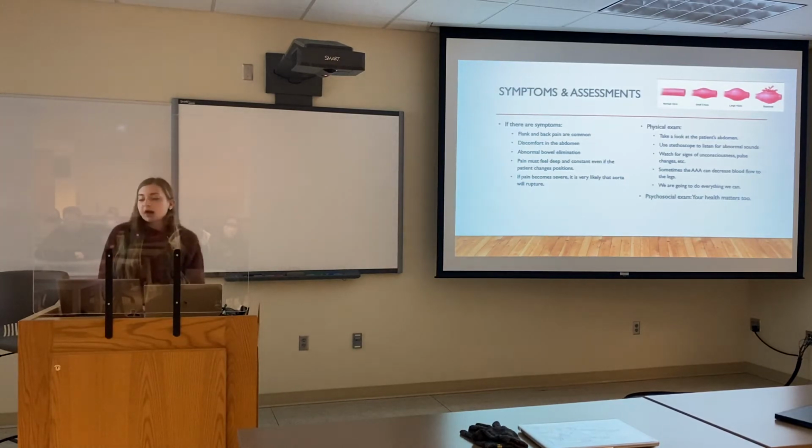So keeping this in mind, some physical exams that we as your doctors are going to be looking for is we're going to be examining the patient's abdomen. We want to use our stethoscopes to listen for any abnormal sounds, watch for signs of unconsciousness and pulse changes, and just be looking at their blood pressure. Sometimes abdominal aortic aneurysms can cause a decrease in blood flow to the legs, and so we want to be looking for any numbness, discoloration, or sometimes paralysis in rare cases.